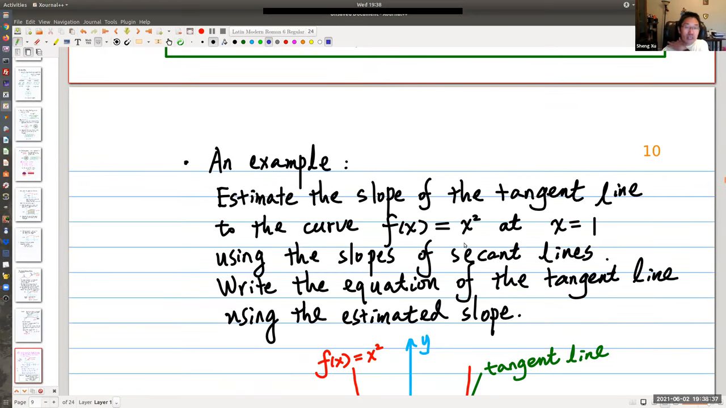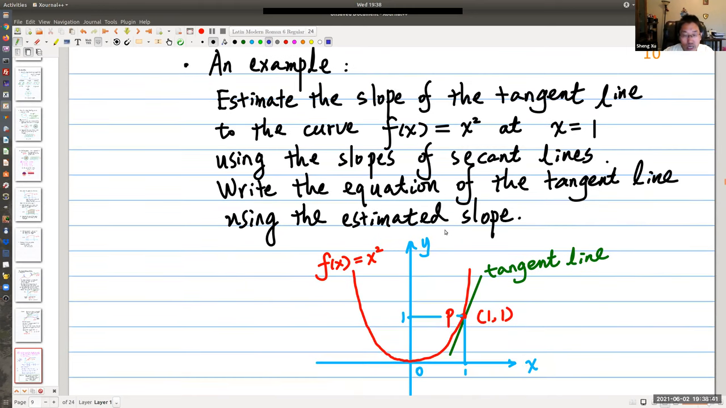So to give an example, now I think we can try this. Okay, so I have a parabola here. A parabola, y equals x squared. This red curve.